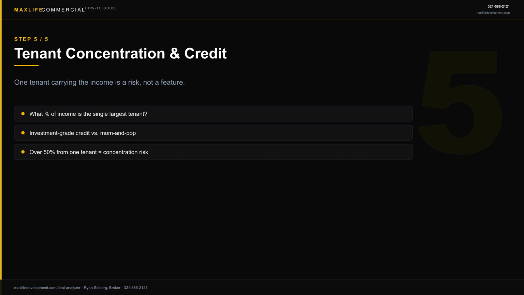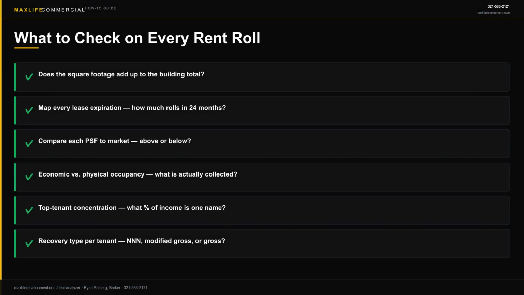Here is your 5-minute scan. Run it on every rent roll you ever see. 1. Does the square footage actually add up to the building total? A mismatch means a ghost tenant or a measurement game. 2. Map every expiration date. How much rent rolls in the next 24 months. 3. Compare each tenant's rent per square foot to the market. Below market is upside, above market is where deals die.